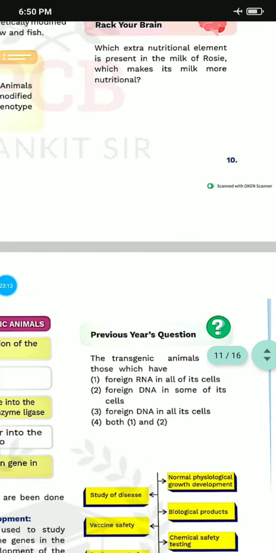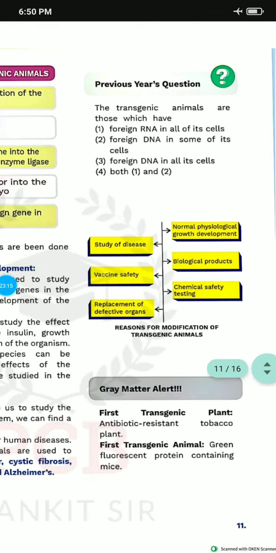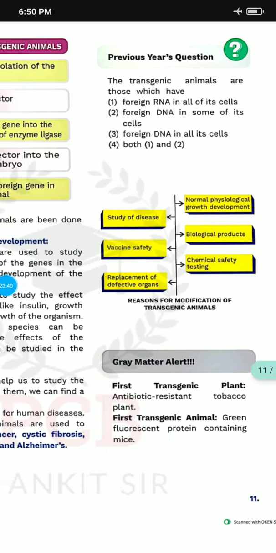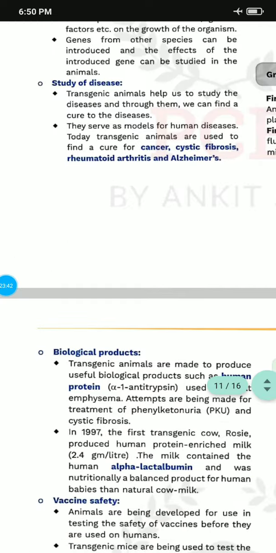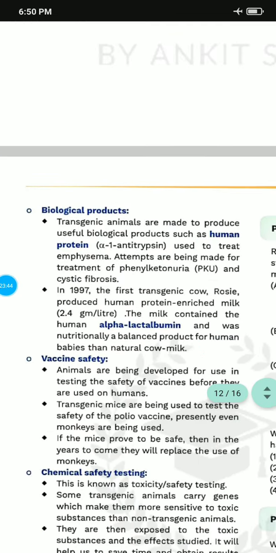Before going further, the reasons for making transgenic animals are to study disease, vaccine safety, defective organs, normal physiology, biological products and chemical safety. The first transgenic plant is the tobacco plant, and the first transgenic animal is the mouse which carries green fluorescent protein. Now the next part is biological products.